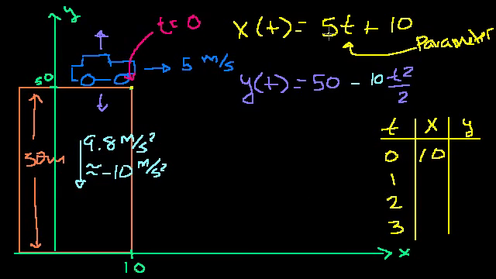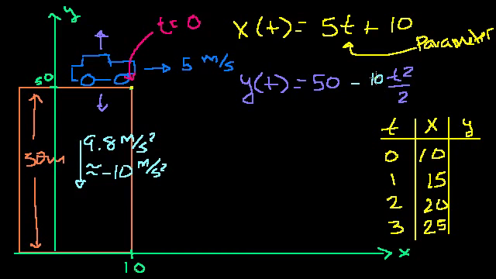At time equal to 1, what is x? So this is x of 1, if I wanted to write that notation. 5 times 1 is 5, plus 10 is 15. x of 2, 5 times 2 plus 10, that's 20. And it makes sense. Every second we're getting 5 meters more to the right. Our x is increasing by 5 meters. So when t is equal to 3, 15 plus 10 is 25. Easy enough. The y is a little bit more complicated.